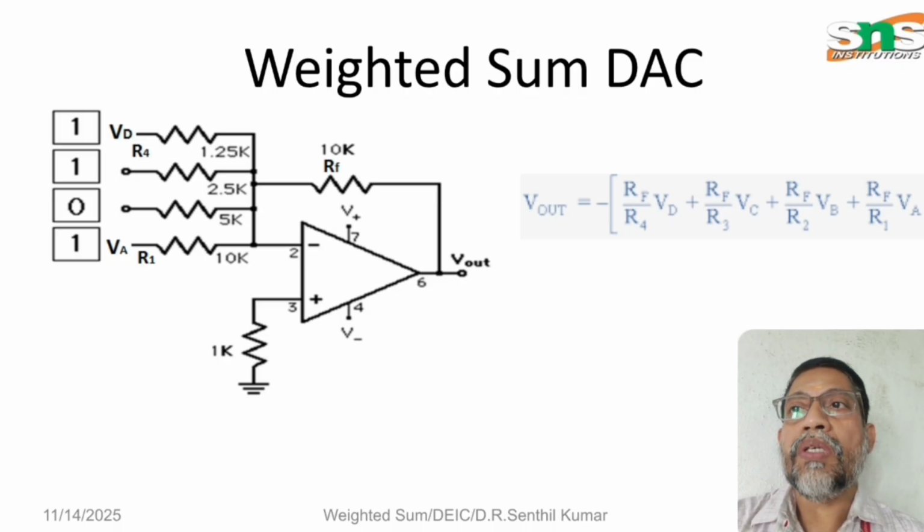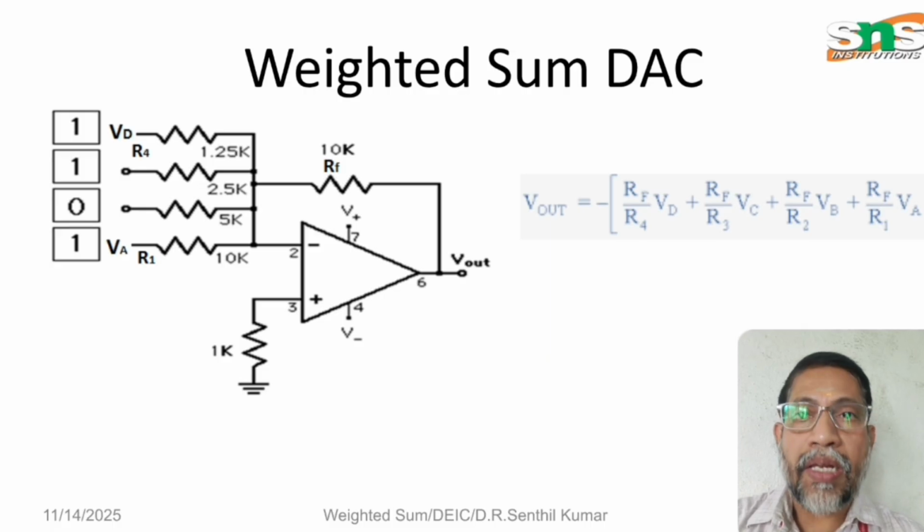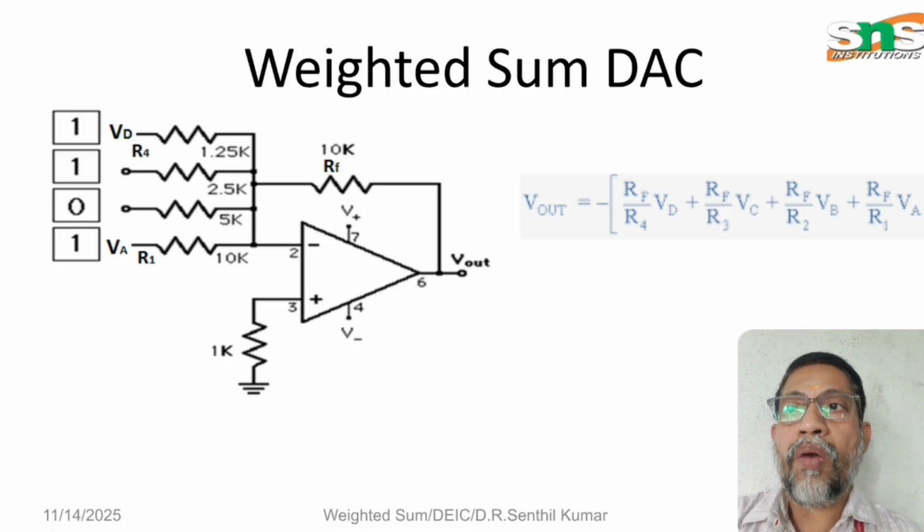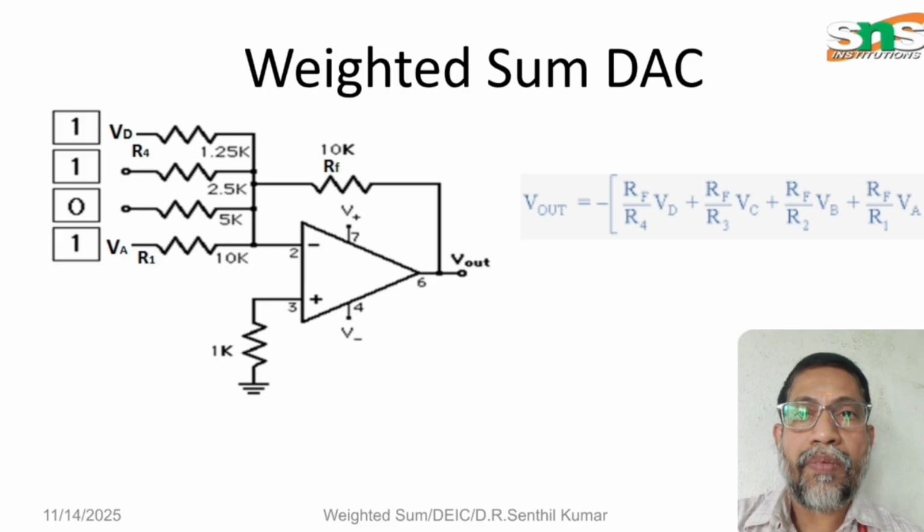Now substitute 1101. Where the bit is 1, there is an input: in VD there is an input, in VC there is an input, whereas in VB there is no input, it is 0, and in VA there is an input. 1 means plus VCC, the supply is given, and 0 means it is ground. There is no pulse.